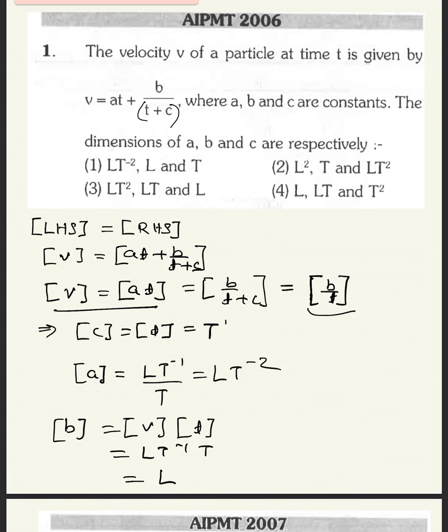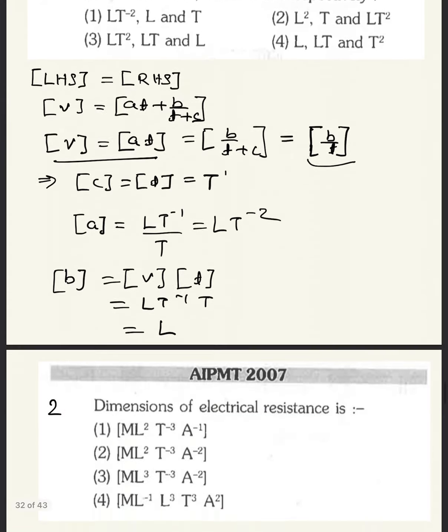So this is a really easy question, but yes, you will learn all the concepts related to the principle of homogeneity of dimension in this question.